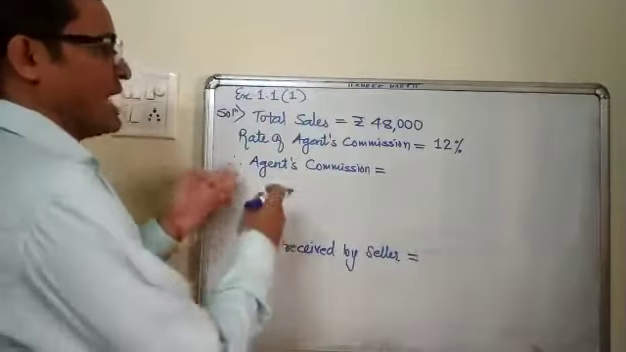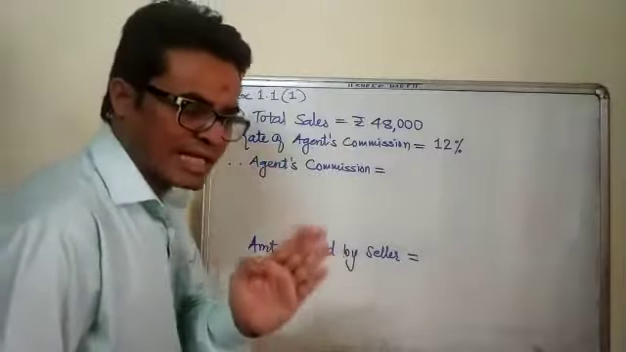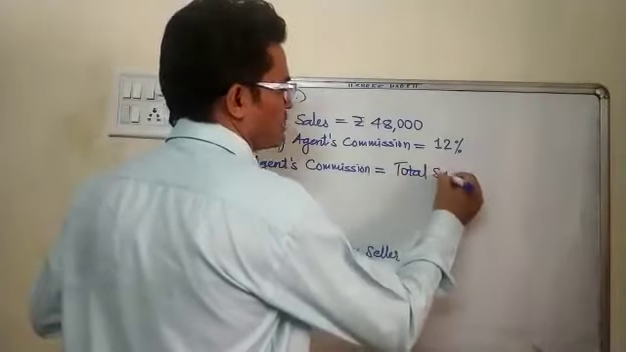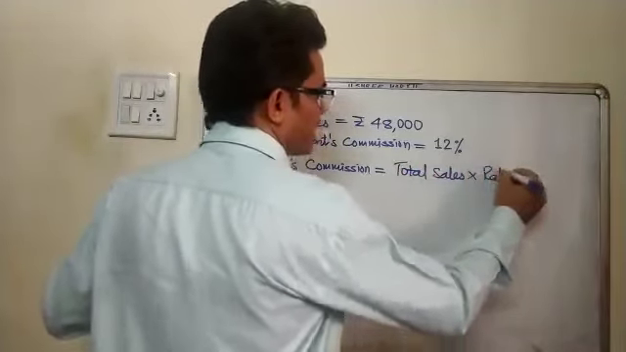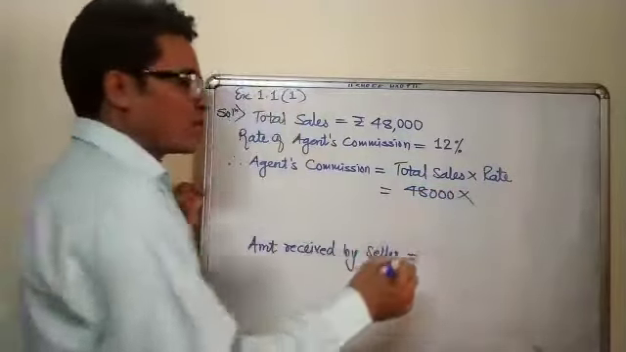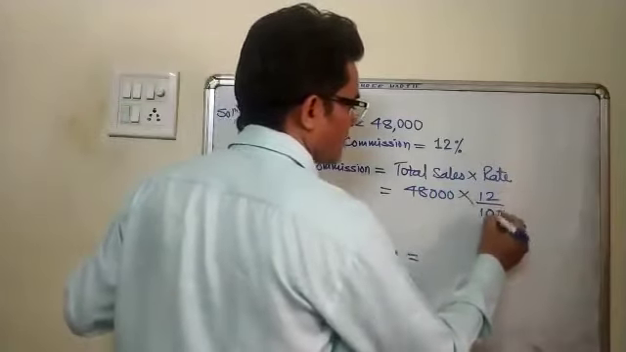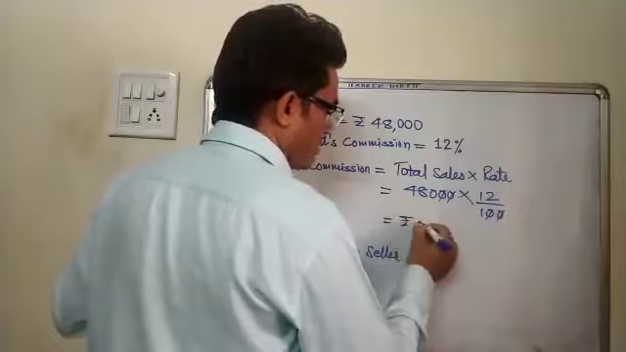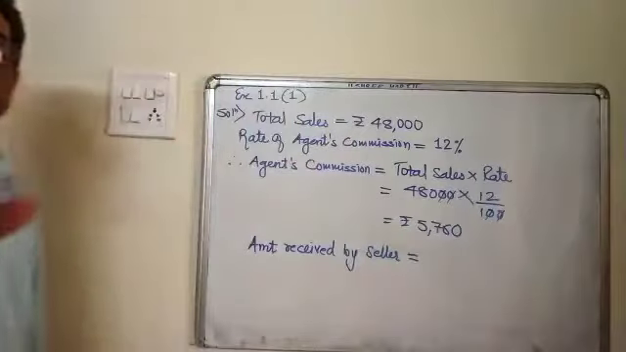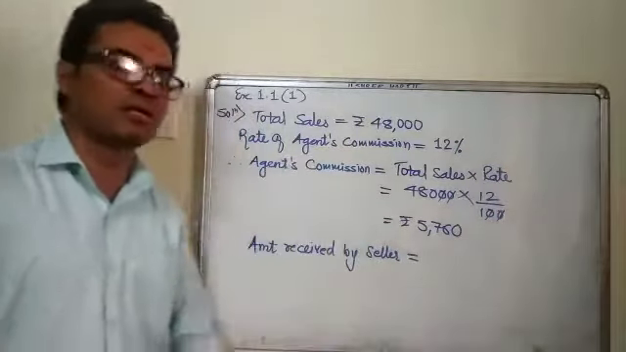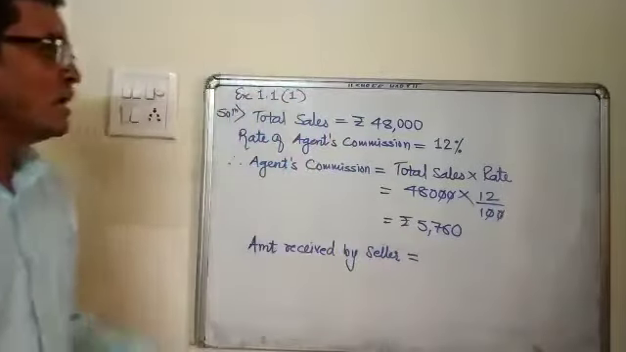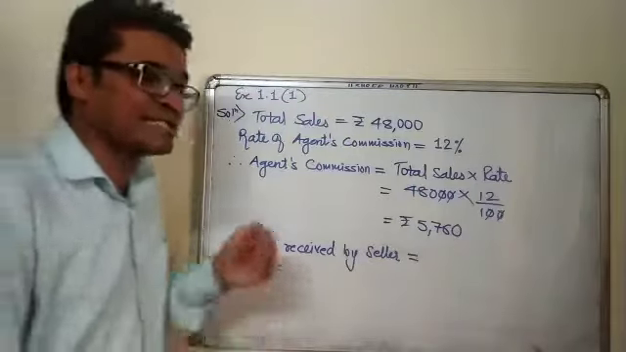So first we require agent's commission. See, agent is getting commission on sales. So agent's commission is total sales into rate. Here we have total sales of 48,000 and what is the rate of commission? 12%. Okay, 480 into 12, it comes to rupees 5,760. So what is the agent's commission? 5,760.